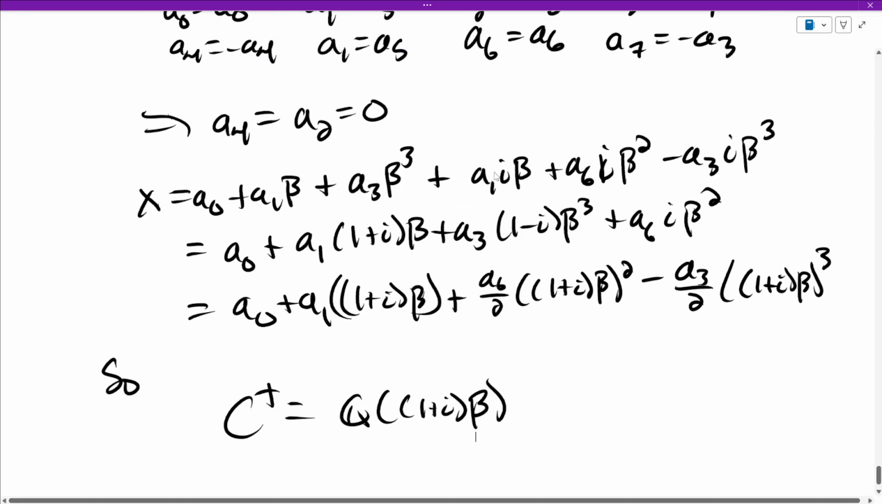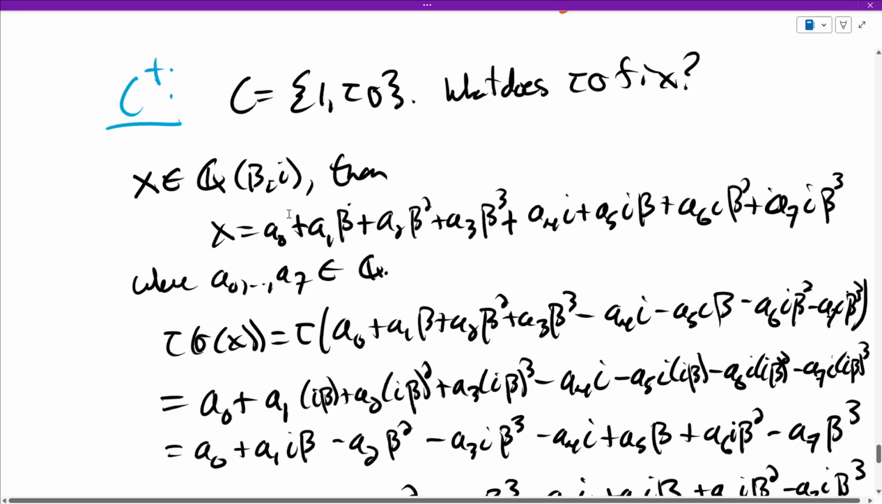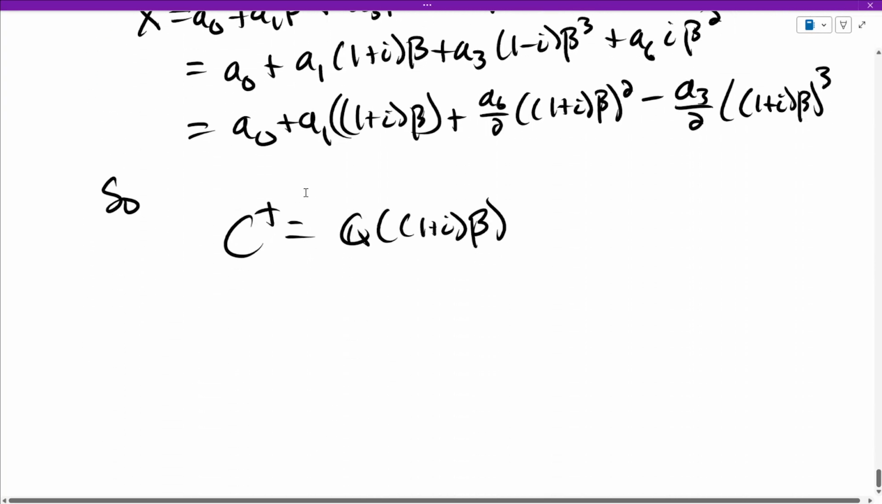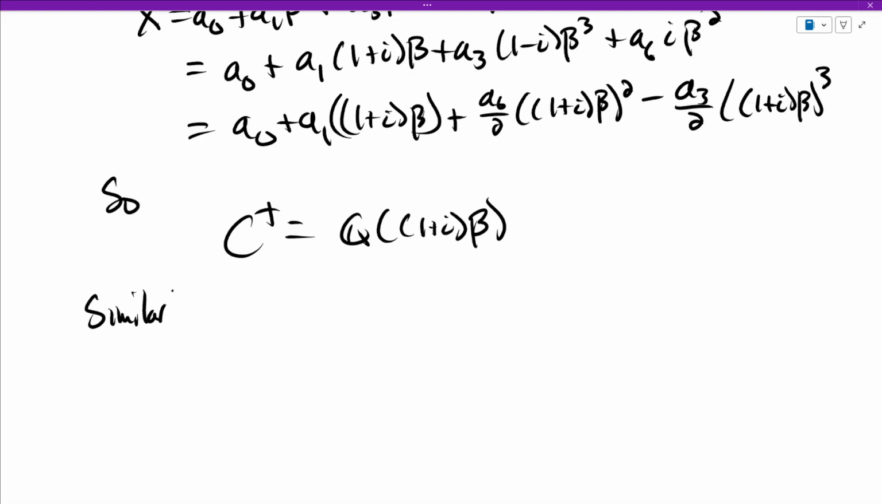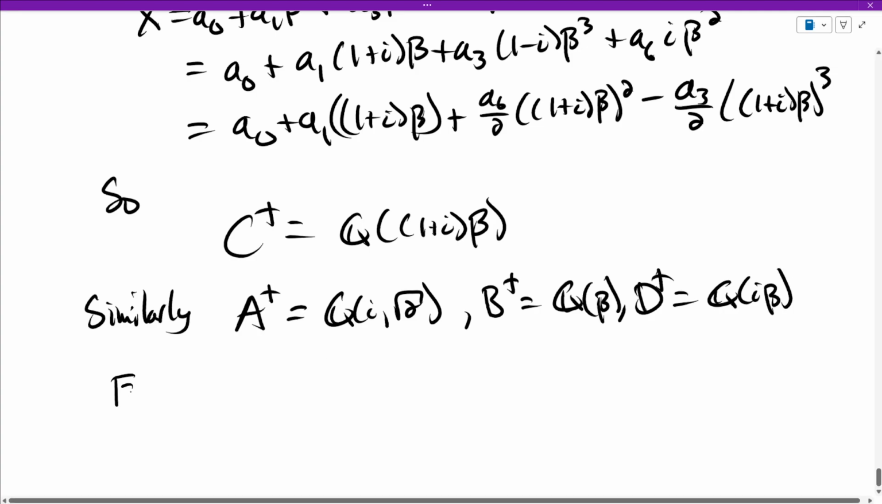Okay, great. So as you can tell, working out these fixed fields is kind of tedious. You'll have some more practice in class and on your homework. Similarly, A dagger is Q adjoin i root 2. B dagger is Q adjoin β. B was the subgroup generated by conjugation. β is purely real, so that makes sense. D dagger is Q adjoin iβ. And E dagger is Q adjoin 1 minus iβ.